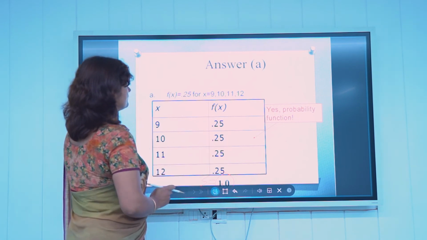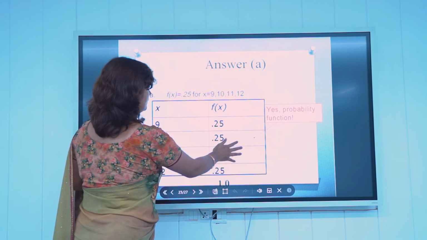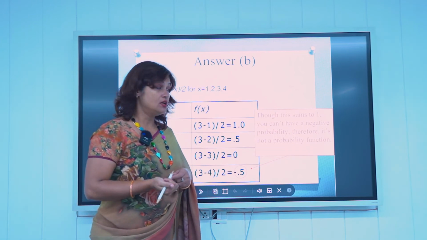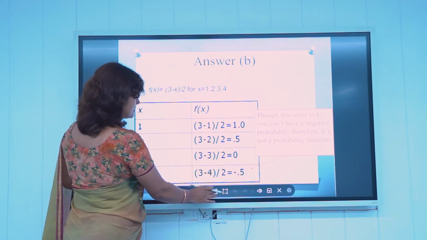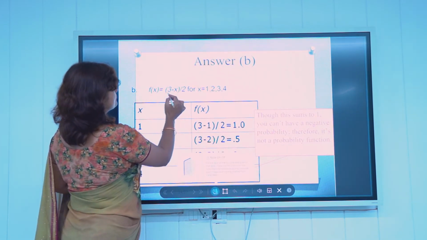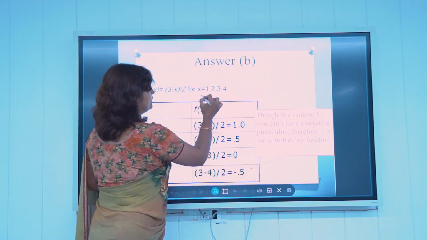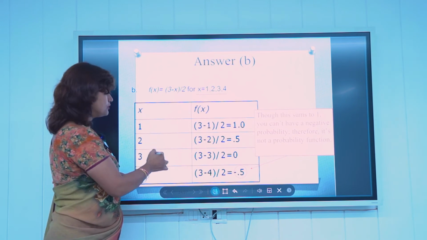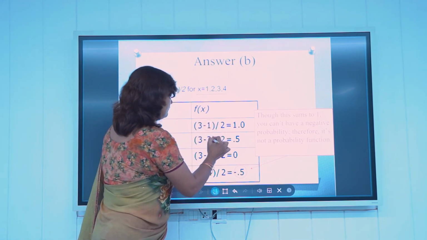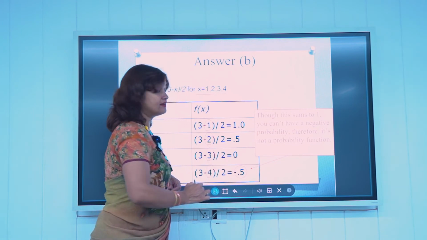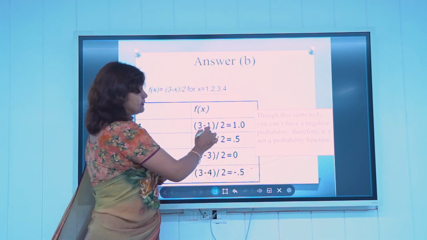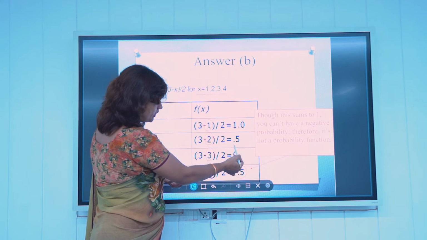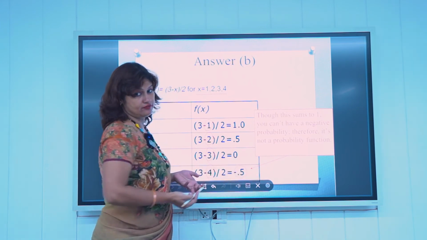Next, we have this time not a constant function, but another function in which we have x with us. The function is (3 minus x) divided by 2, and the random variable is 1, 2, 3, 4. I have mentioned that random variable along with this. Then I substituted the values of the random variable in the function at their respective places and calculated them, a very simple algebra, and we got 1, 0.5, 0 and minus 0.5.